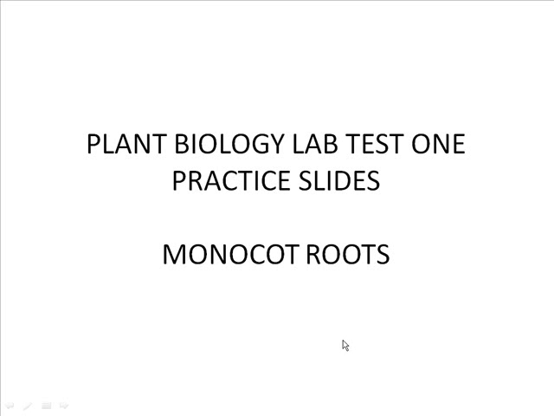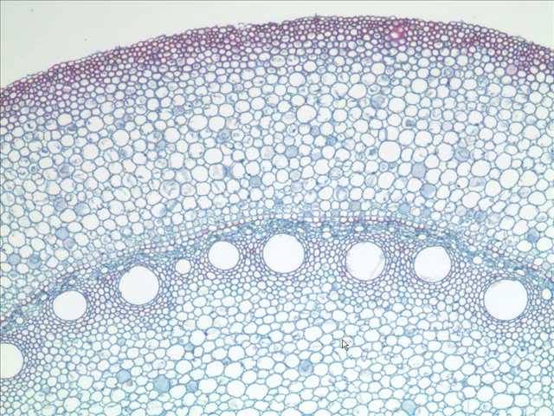All right, a look at monocot roots. Here's a monocot root. What do we see? We see an epidermis. There's something inside the epidermis we're not going to discuss in this particular specimen, but we're going to look at this. This is the most abundant tissue in plants.